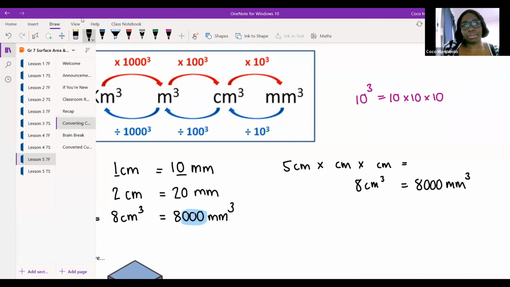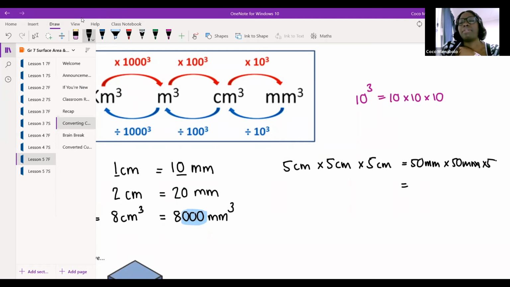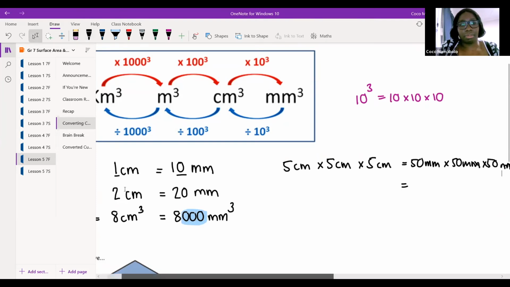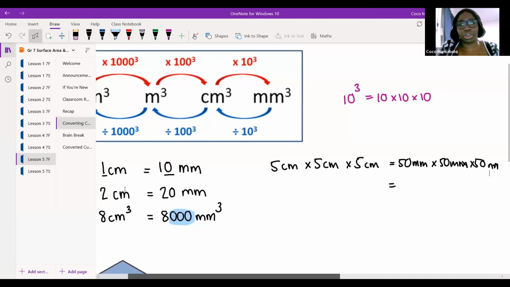If I have 5 centimeters times 5 centimeters times 5 centimeters, what am I going to get, guys? That's the same as 50 millimeters times 50 millimeters times 50 millimeters. How much am I going to get, guys? Put it in your calculator and give me an answer, guys.